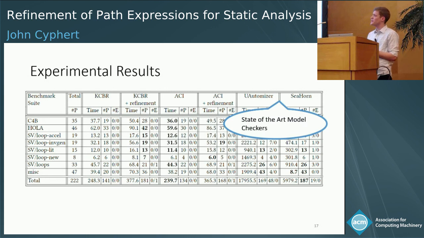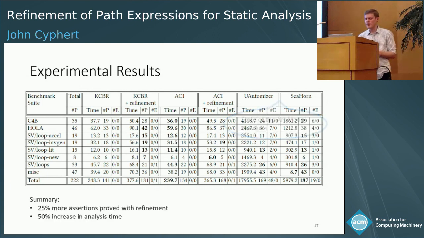And then also, to give context to these experimental results, we compared with some state-of-the-art model checkers who do quite well on the SVComp benchmarks. So the main takeaway from this table is that when you compare adding refinement to one of these domains as compared to not adding a refinement, you get about a 25% increase in the number of assertions proved at the cost of about a 50% increase in analysis time.